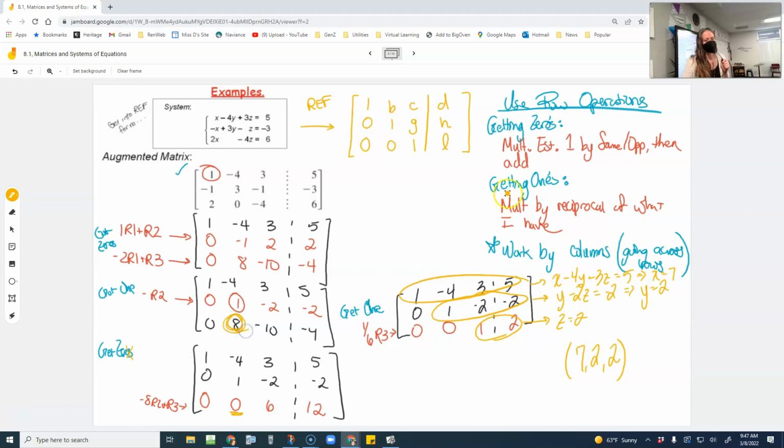And how does the system tell me to get a 0? Multiply whatever row has the established 1, aka row 2 is where my 1 is, by the opposite of what I have, a negative 8. But remember, when I do that, I have to do it to every single term in the row. So 1 times negative 8 was negative 8 plus 8 made 0.